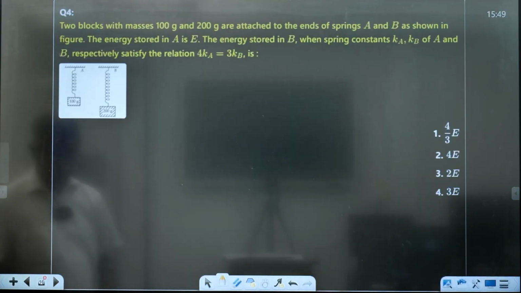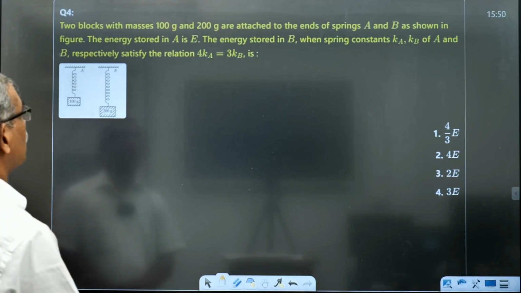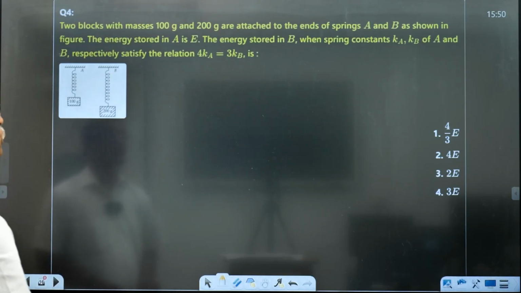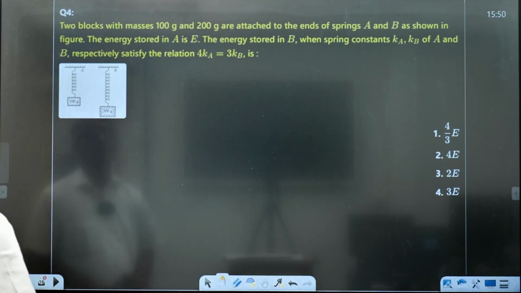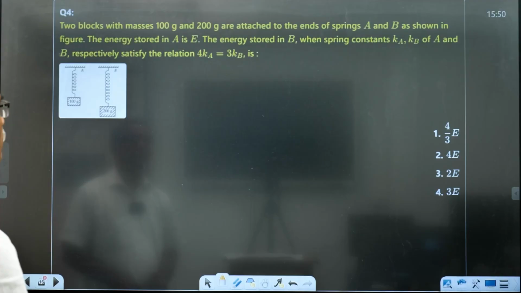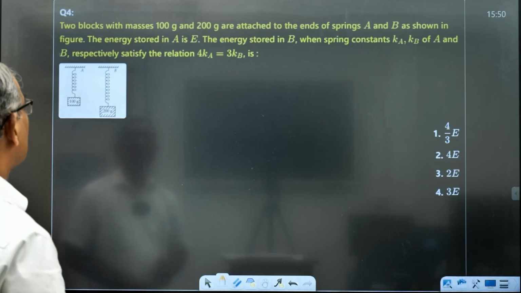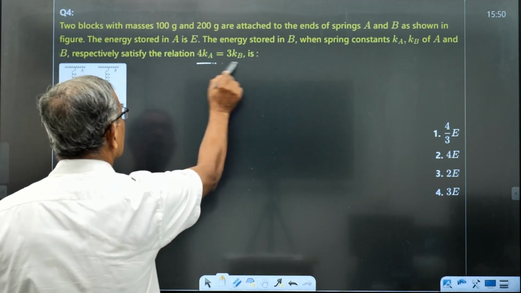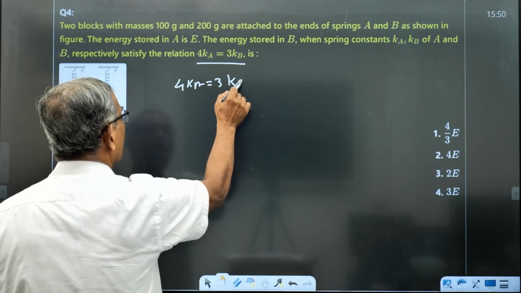Next question. Two blocks of 100 gram and 200 gram are attached to the ends of a spring A and B as shown in the figure. Energy stored in A is E, and the energy stored in B, when the spring constants Ka and Kb of A and B respectively satisfy the relation, so we are given here 4 Ka is equal to 3 Kb.